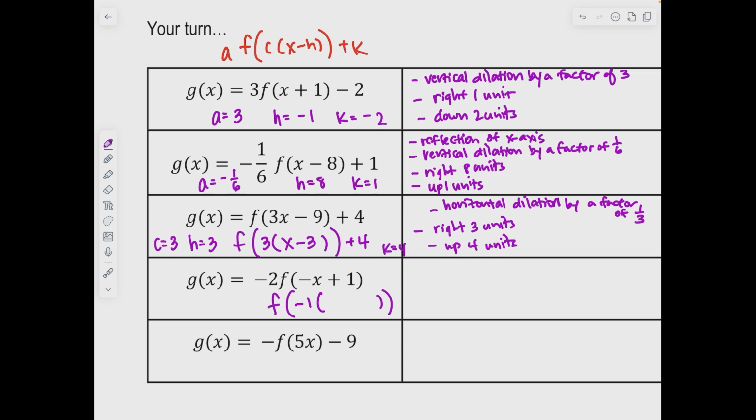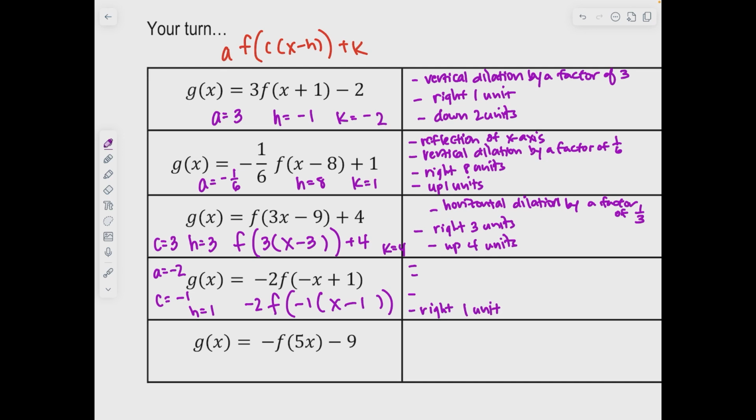Okay. For this next one, the negative 2 is still there to begin with, so a is negative 2. That means there's going to be 2 transformations for a negative a value. When I factor out the negative 1, that leaves me with x minus 1. That means my c value is negative 1. That's one transformation. And then my h value is also 1. That's my next transformation. So with h being 1, that just tells me go right 1 unit.